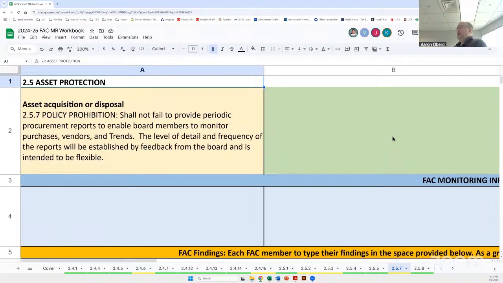So this report gets to be very easy for you because we have received no requests for feedback from the board, and we have received no requests for procurement reports from the board. Therefore, we're in compliance with 2.5.7. While we didn't provide anything, we weren't asked to provide anything. So that's hard to say. I don't know how to say it.